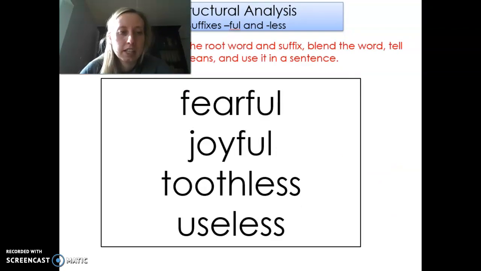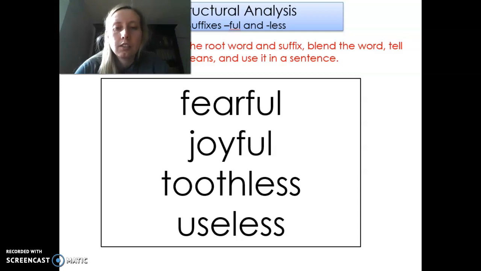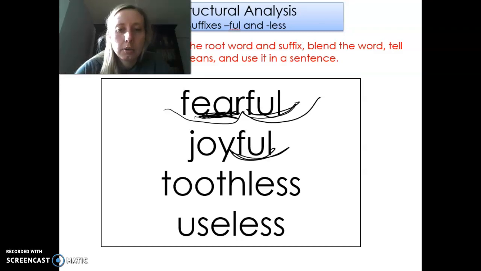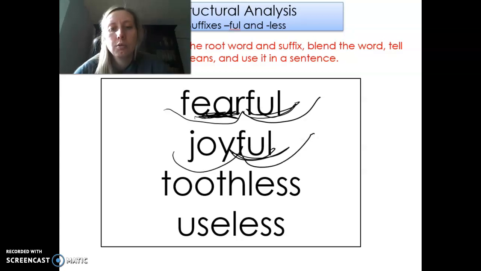Okay, let's go over a few more of these. So first of all, we have full, and we have fear. Fearful means full of fear. Here's full again. Okay, here we go. Joyful means full of joy.